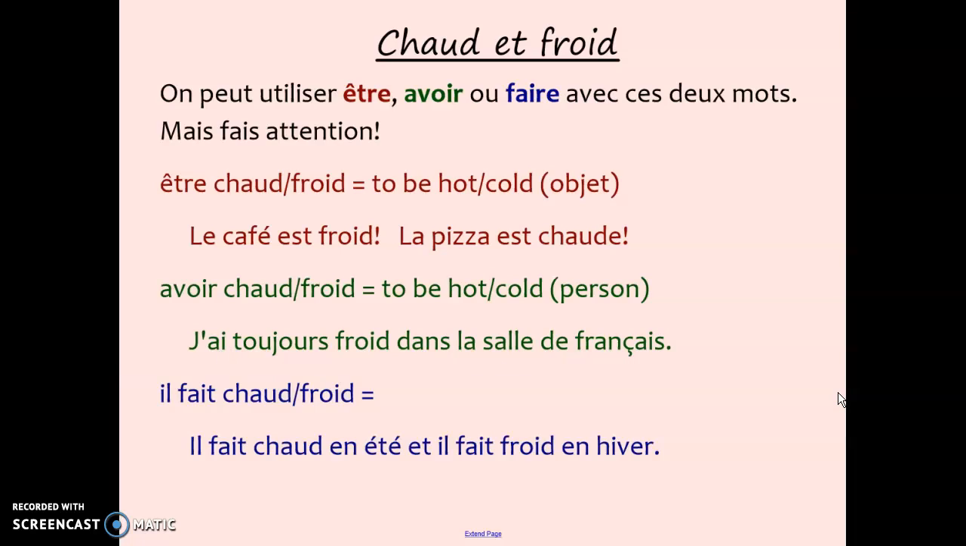And then the third one, the one that we just learned now, is our weather expression. When we're using weather, we say il fait chaud or il fait froid to say it is hot or it is cold in terms of the outside temperature. So we would say il fait chaud en été et il fait froid en hiver. It is hot in summer and it is cold in winter.